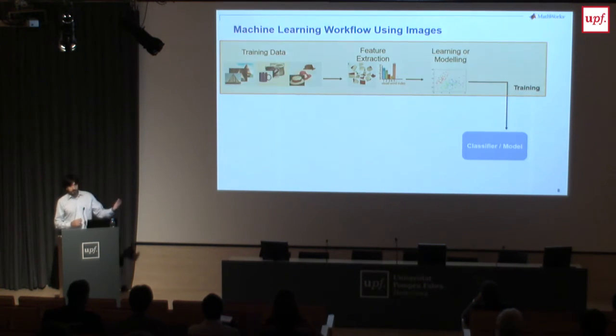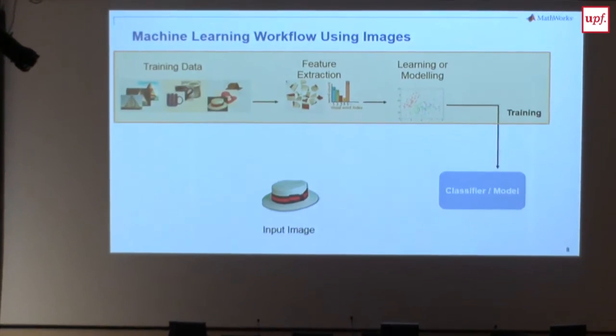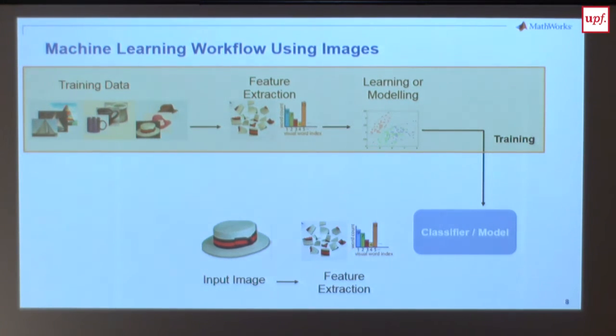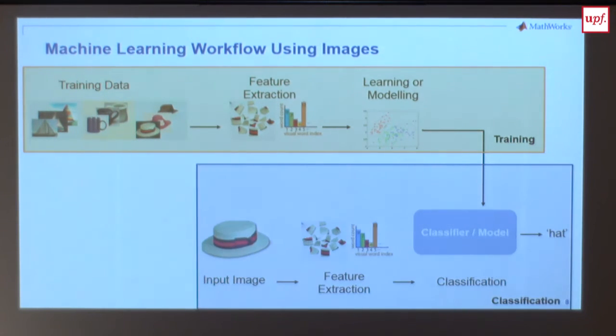Then at some point, somebody will provide us with an image that the algorithm has not seen before. And so we have our input image. We will perform the same feature extraction as we did in the training step. We run the extraction through our classifier, and the classifier says, hey, this is a hat. Okay? And this is our classification step.